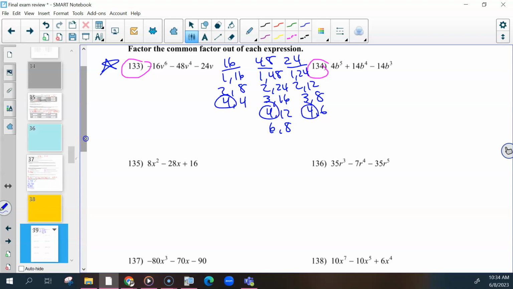In this case, you'd have to divide by -4 since the first one is negative. You also have to find the variables that they each have in common. So look for the lowest exponent. That's the only thing that they could all take out or divide out. And divide that from each piece. So -16 divided by -4 would give us what?